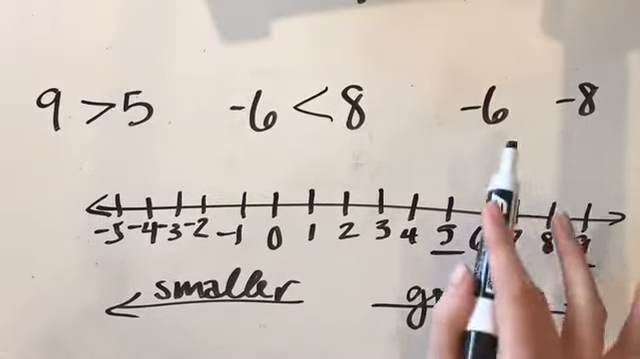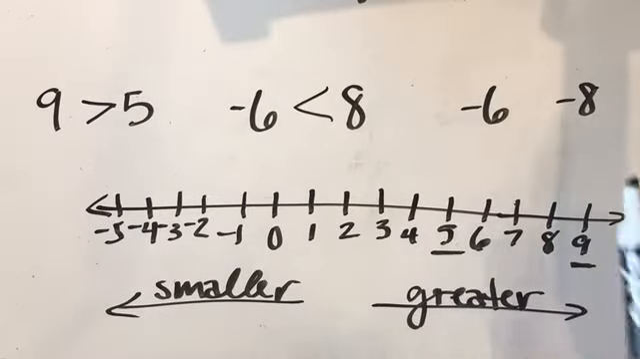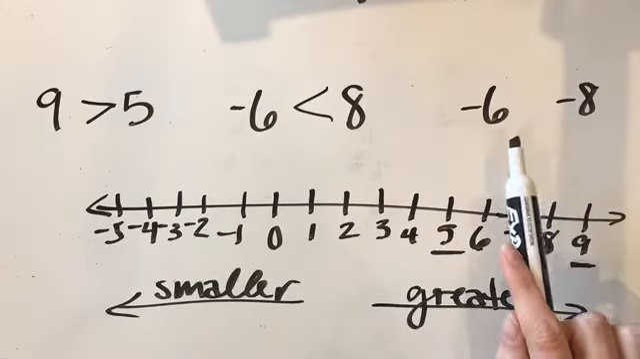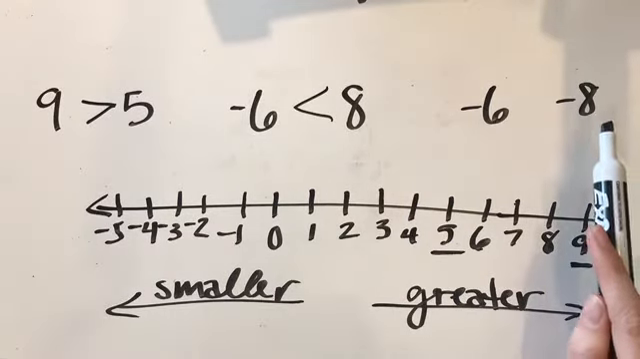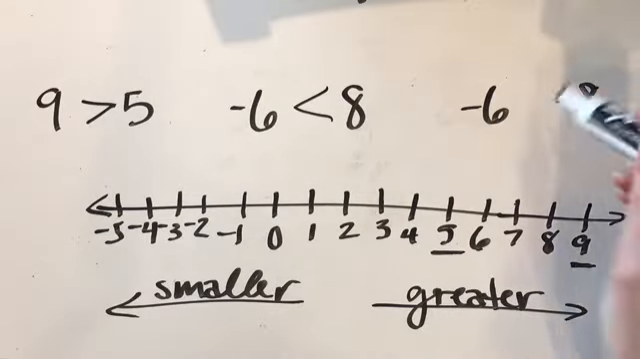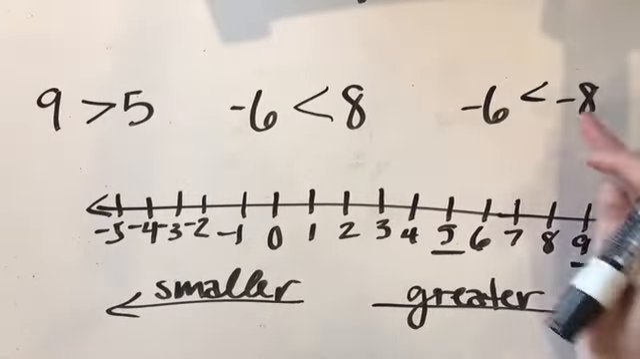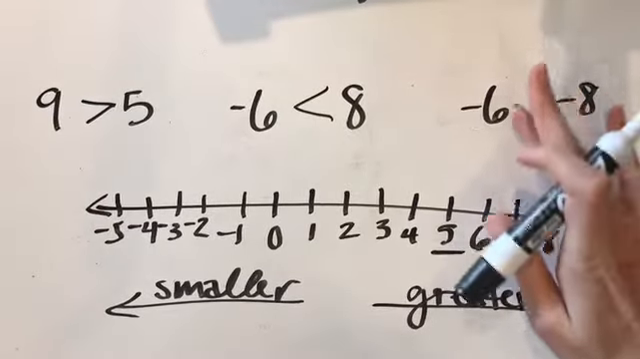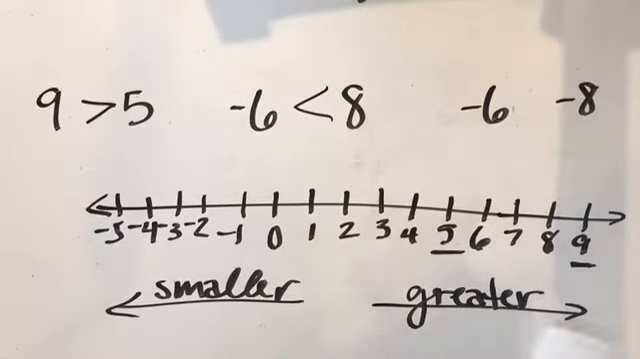Okay, and then -6 and -8. Now this is where students get stumped. They look there and they say, well, 8 is bigger than 6, so I bet this is the answer. But this is not 8 and 6. This is -6 and -8. So this is where the number line can be really helpful for you to visually see what's going on.